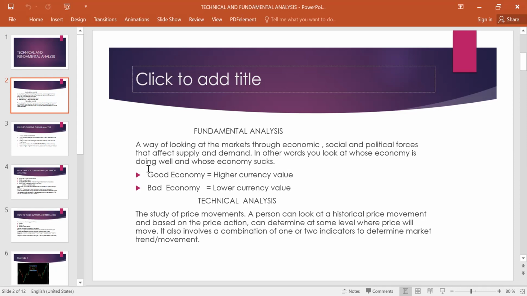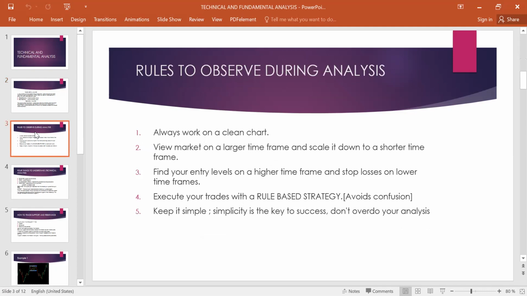And technical analysis, this is the study of price movements. A person can look at a historical price movement based on the price action and determine at some level where price will move. It also involves a combination of one or two indicators to determine market trends or movements. With price movements, we have price movements on the charts such as candlesticks. We have the doji. We have price movements such as the pin bars, the uptrend pin bar, and the downtrend pin bars. So we'll look at that when we get to the charts so that you can know what the price movements are.